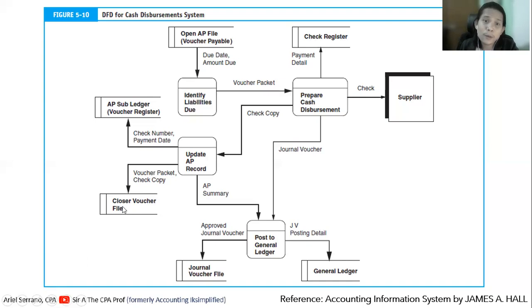At yun po ay i-file sa ating closed voucher file. Okay, and then, of course, once we record it, the general ledger will be updated. Of course, from a voucher perspective, voucher system, meron tayong approved journal voucher na nagsasummarize. Ito yung mga bayarin na kinakailangan na nating i-update sa ating accounts payable. Okay? So, that is the process of your cash disbursement.